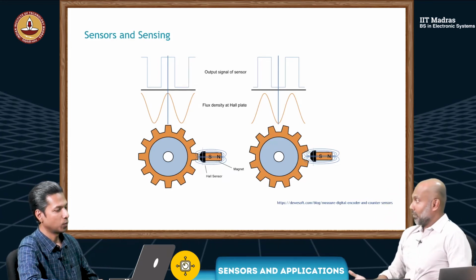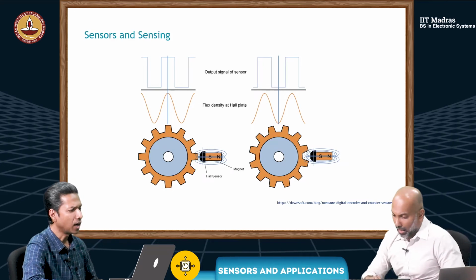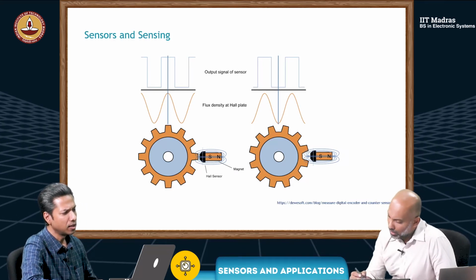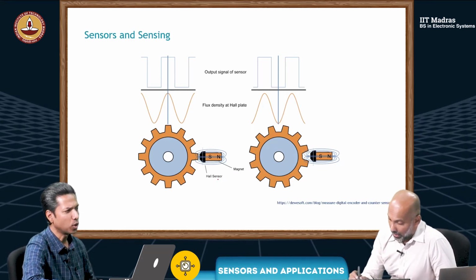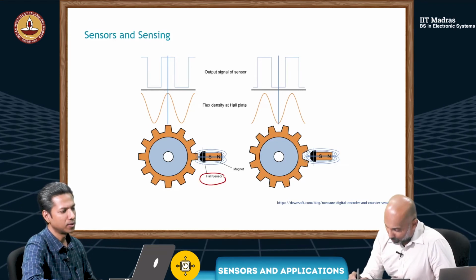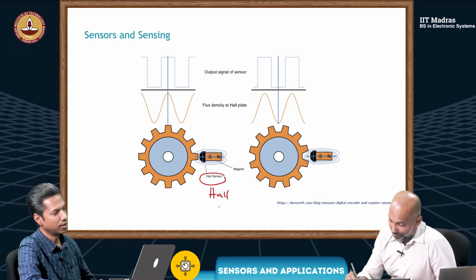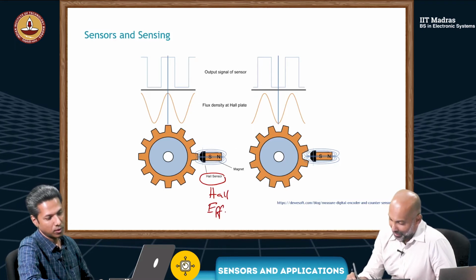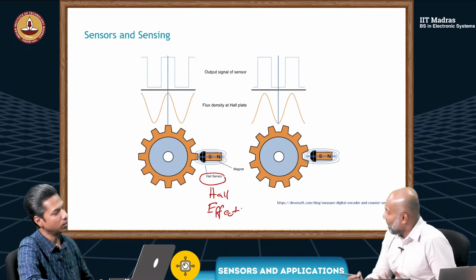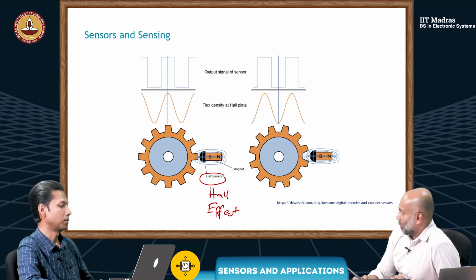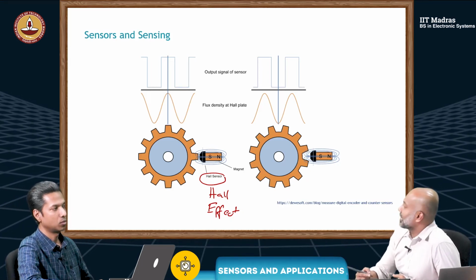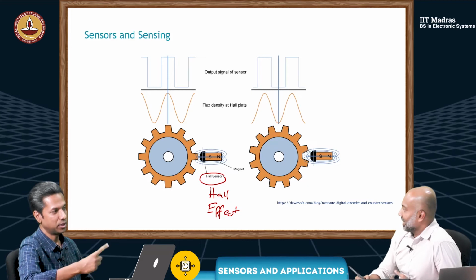Now we know, but what is the sensor here? I see the wheel. Then I see a torch kind of thing. What is that? In this particular case, it's called a Hall sensor, depending on the Hall effect, which is a magnetic sensor. This is one of the sensors that we'll cover in a later class.